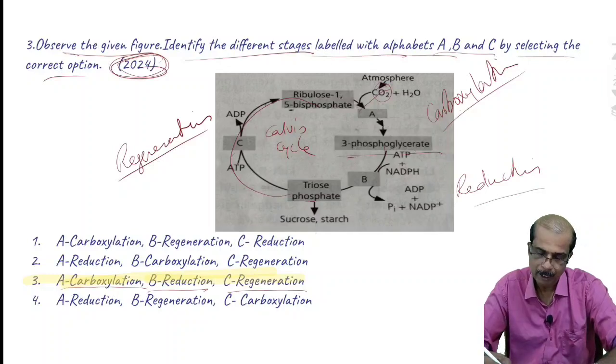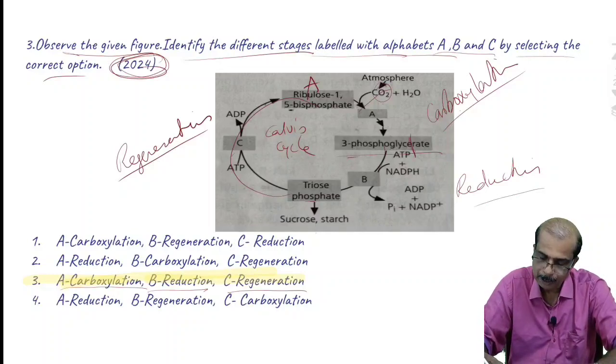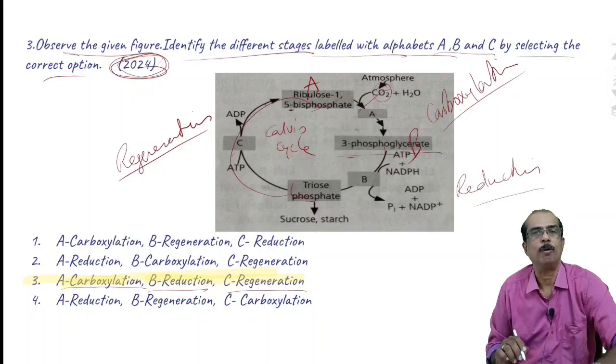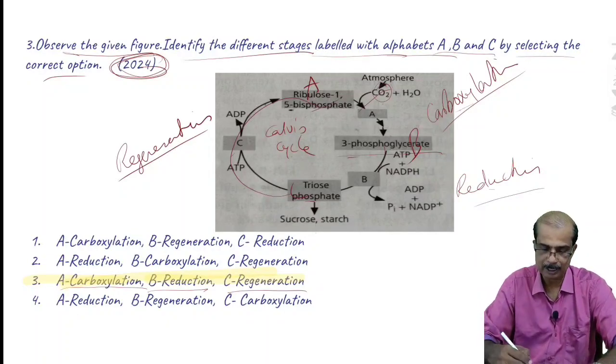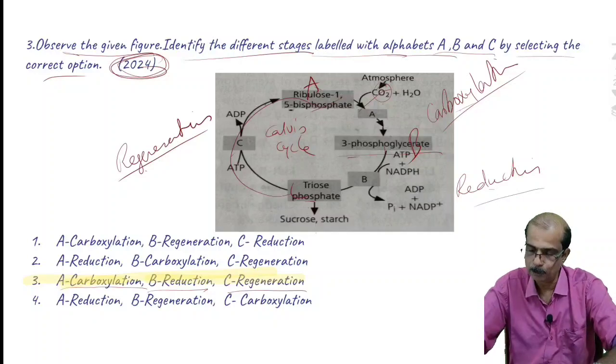Sometimes they label A, B, C in the place of the reactants and intermediary compounds. They give carboxylation, reduction and regeneration and ask what the labels A, B and C are. You can easily answer that question also.